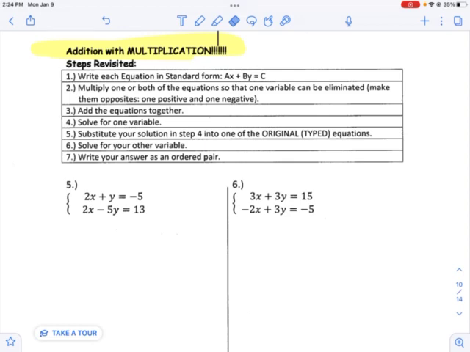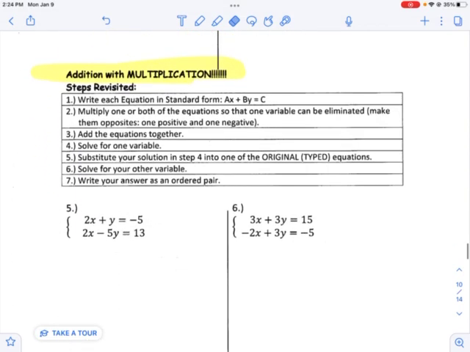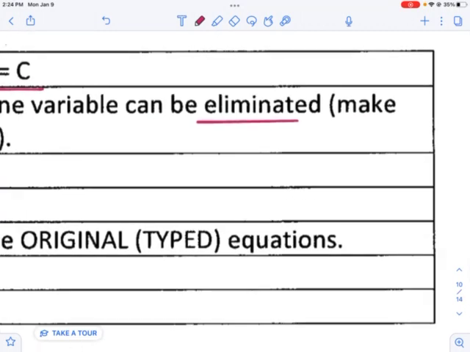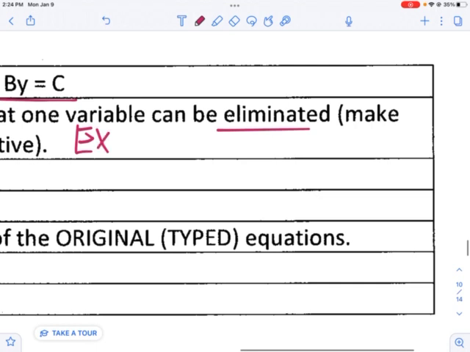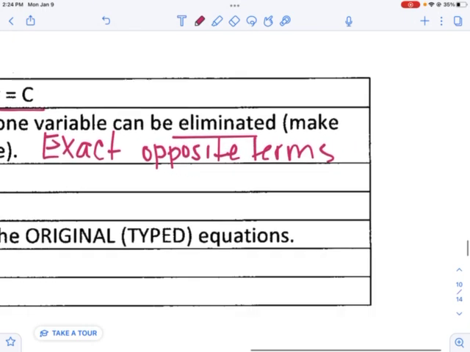So we're on the second page of the notes, and I just wanted to revisit the steps on how to solve a system using elimination. This time, though, paying specific attention to step number 2. So steps are the same. Each equation must be in standard form, but multiply one or both of the equations so that one variable can be eliminated. Okay, so make them opposites. So I want you to write exact opposite terms again. Exact opposite terms. So when you add them, they equal 0.